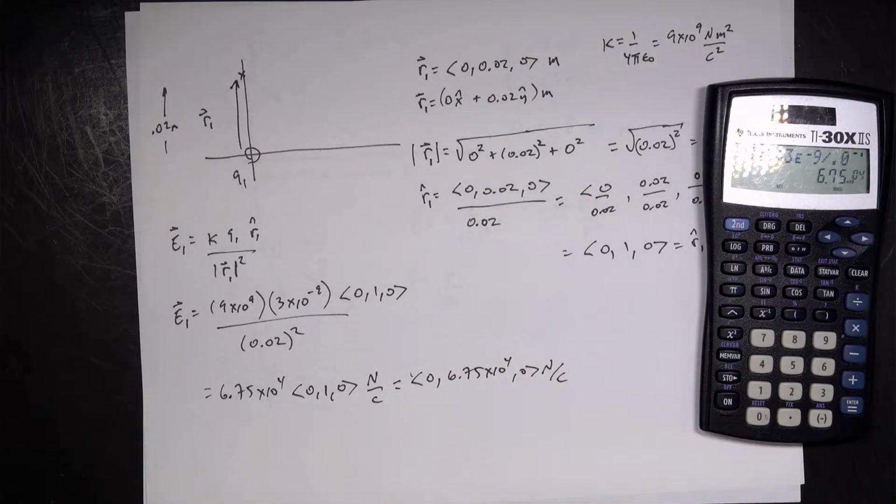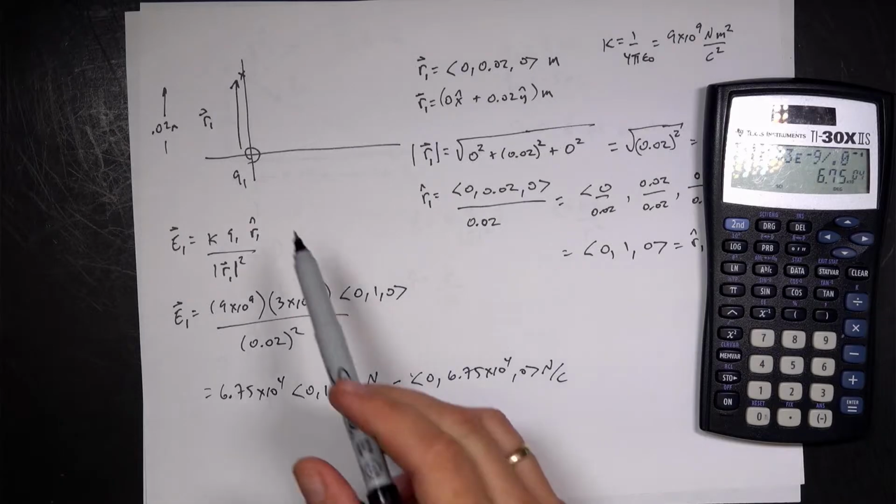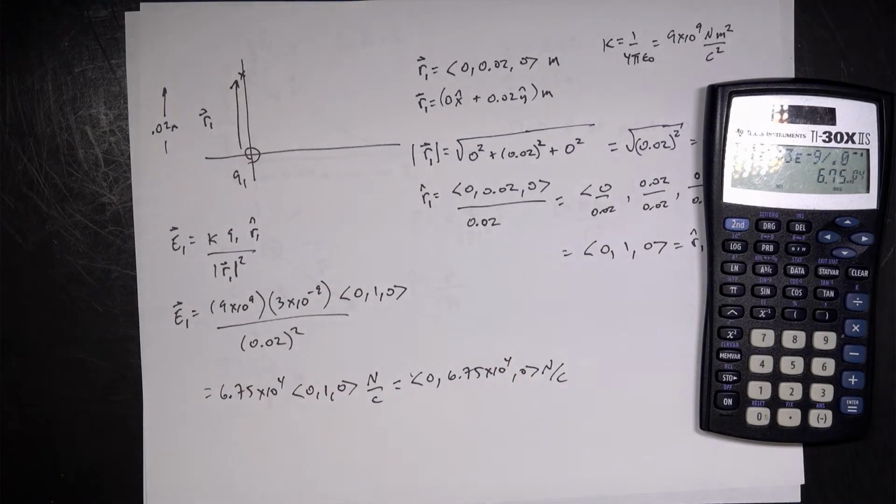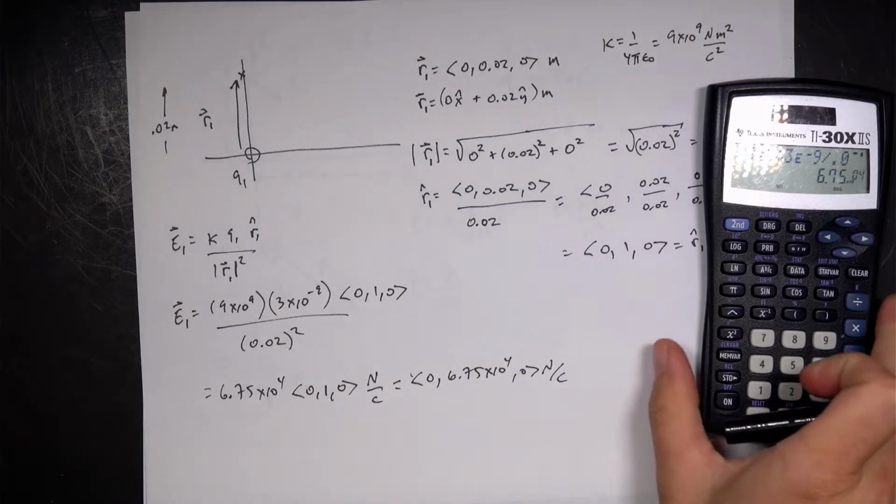And that's E1. Okay, so now I know the magnitude of the electric field right there due to that charge. Let me just check. 9 times 3 is 27 divided by 0.04, 27. Okay, it seems okay. I'm just making sure I got the right answer.